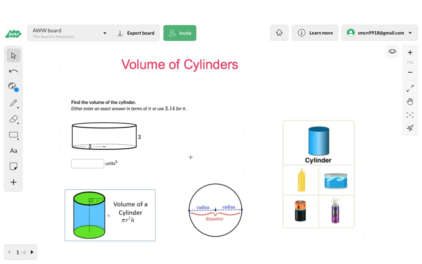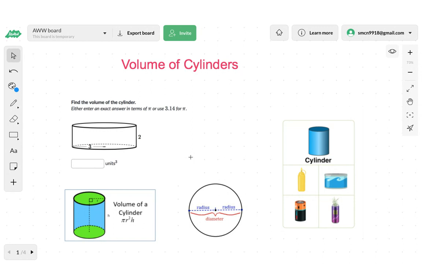Hey everyone, we are going to be working on something maybe we haven't really seen before. This was really the last thing we were going to do right before the state exam, pretty much because it's just straight formula work and it's something that we think you could handle. So what we're going to be working on is volume of different shapes.